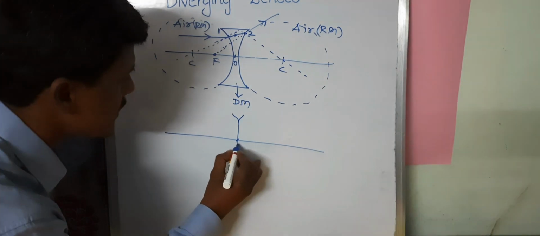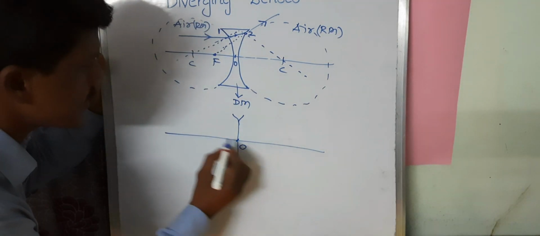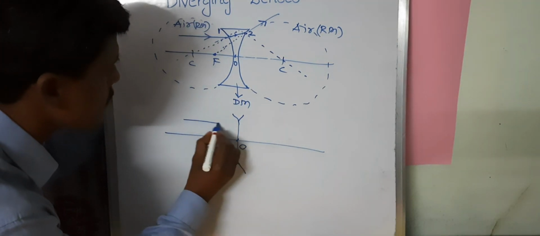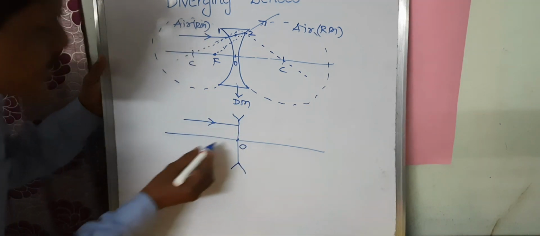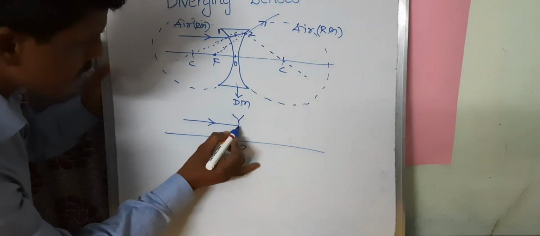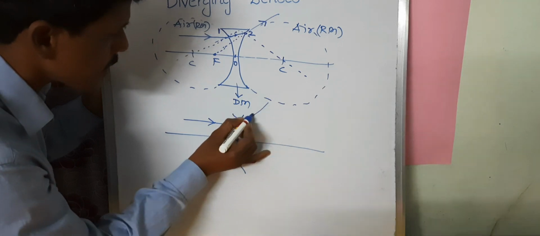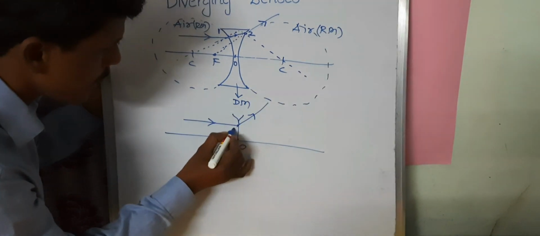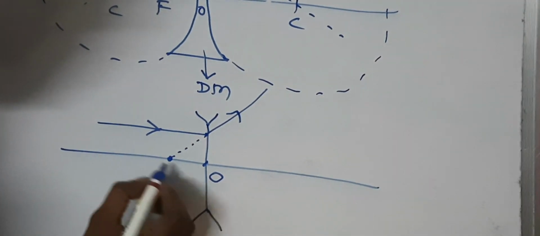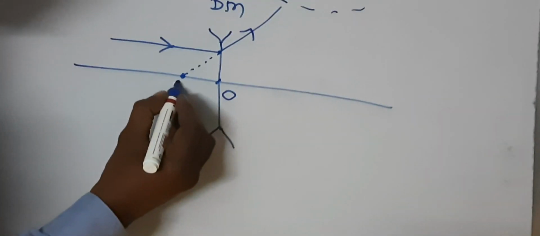This is the optical center. This is the principal axis. See here, if a ray is parallel to the principal axis, after refraction, it is divergent. So it goes like this. If we extend back, to meet some point on the principal axis, this is the focus.